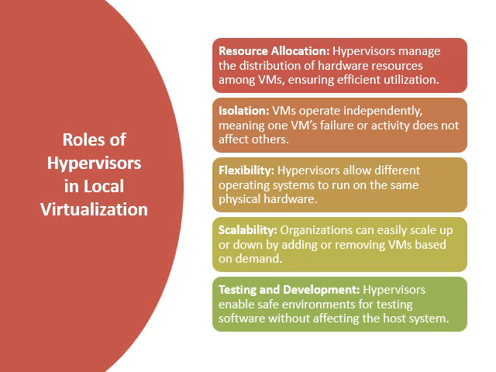Second one is isolation. VMs operate independently, meaning one VM's failure or activity does not affect others. So hypervisors help to ensure that if one VM fails, the failure does not affect the smooth operation of the other VMs. The third one is flexibility. Hypervisors allow different operating systems to run on the same physical hardware, making them flexible, reliable, and efficient.